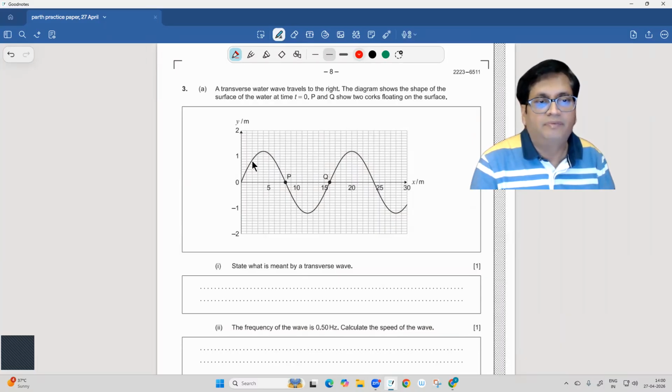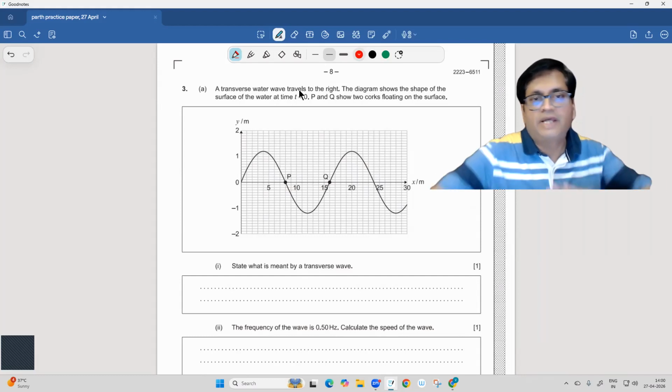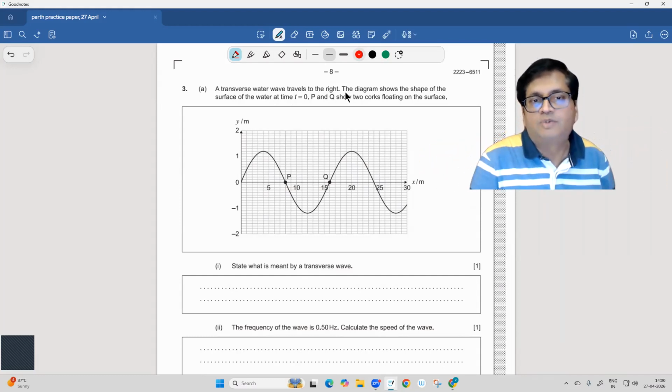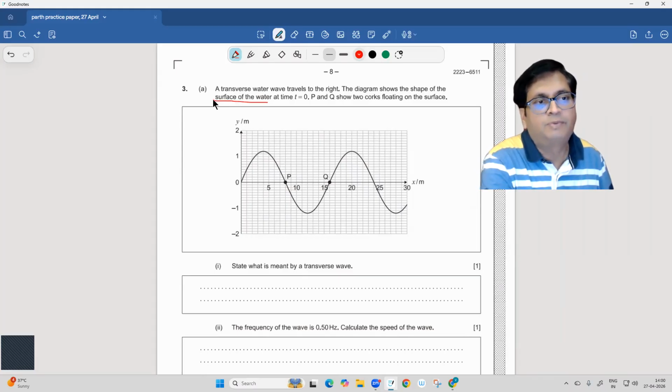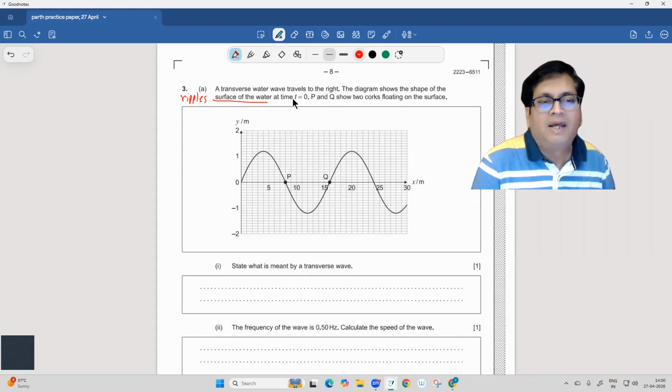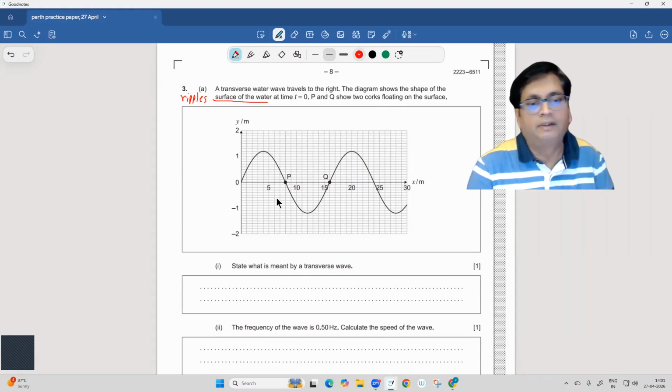It transfers a water wave. This is a transverse wave on the water surface, like ripples in the water, right? It travels to the right. The diagram shows the shape of the surface of the water. These are water ripples on the surface. At time t equal to 0, P and Q show two corks floating on the surface, right?